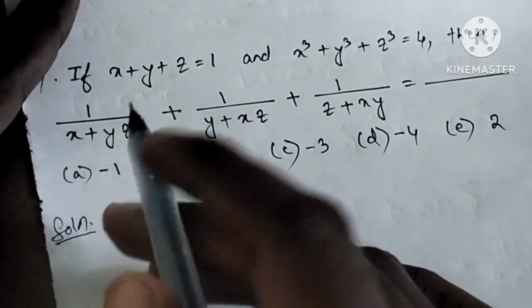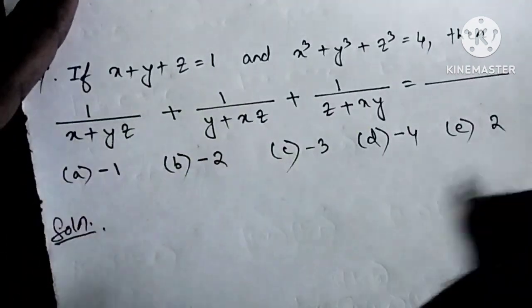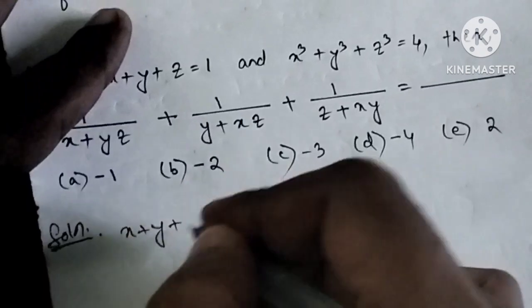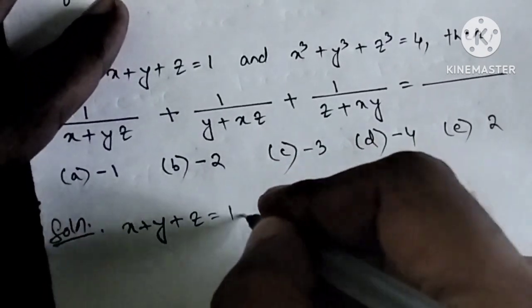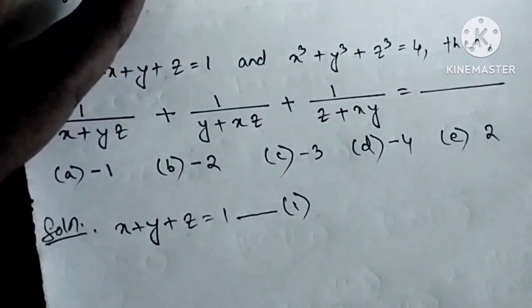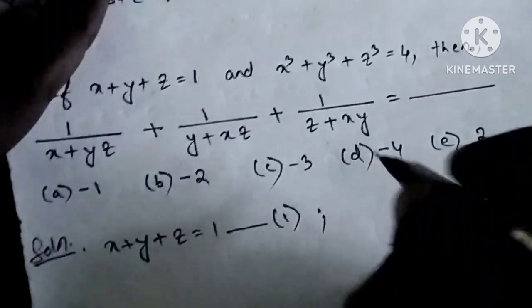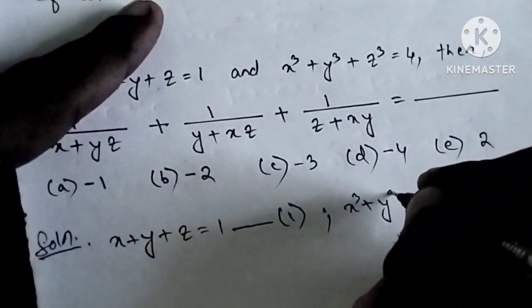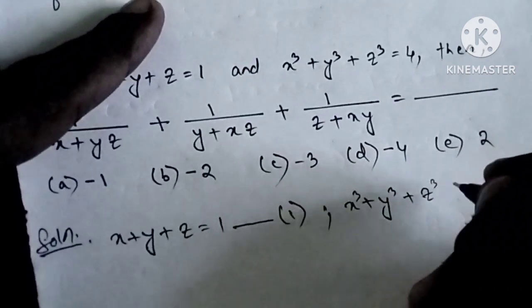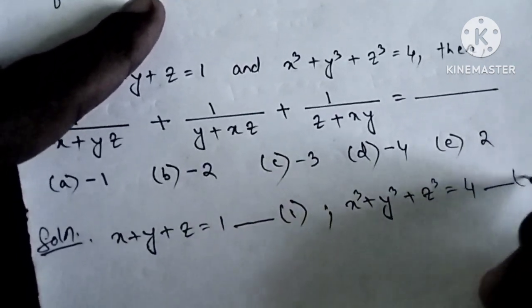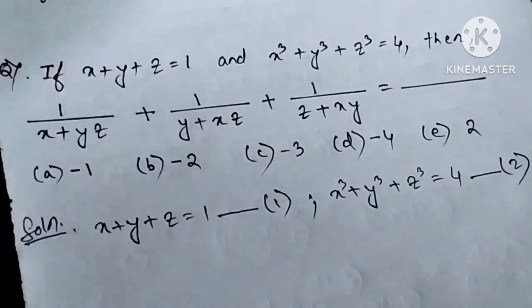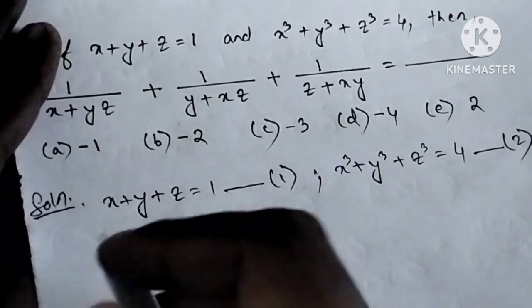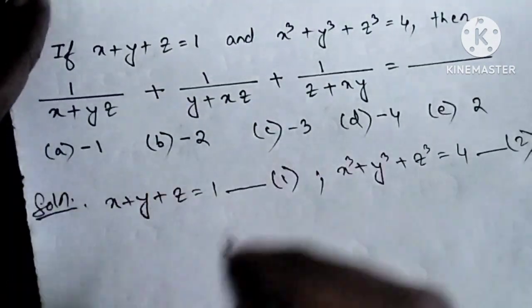Two equations have already been given to us. First one is x plus y plus z is equal to 1. Name it as equation 1. And another equation is given to us, that x cube plus y cube plus z cube is equal to 4. Clear? Two equations have been given to us. So now what will you do? We'll solve this expression.